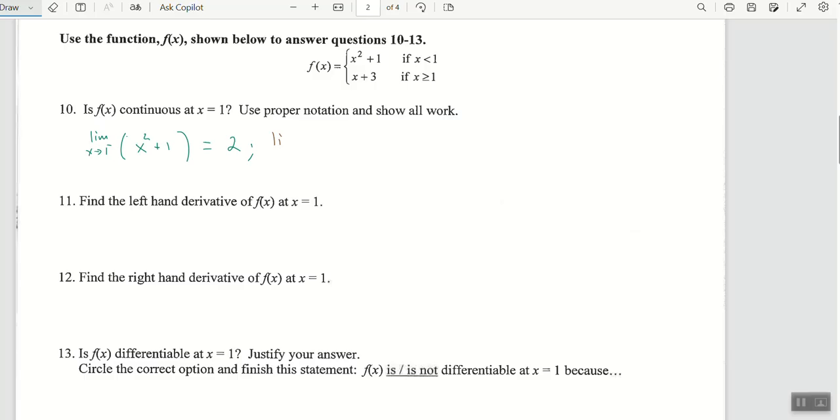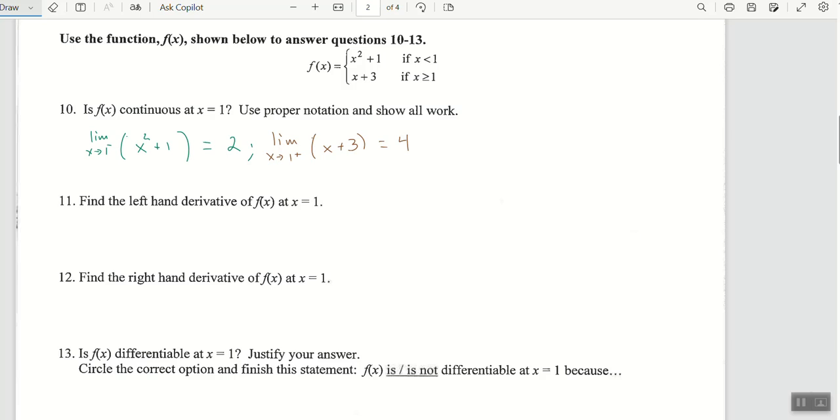We should probably do the same thing where? From the right. And what function would you use, which part of this, rather, if we're approaching it from the right? The bottom one? I'm cool with that. X plus 3. And what's this limit? 4. Now, I don't really know that I need the third part anymore.